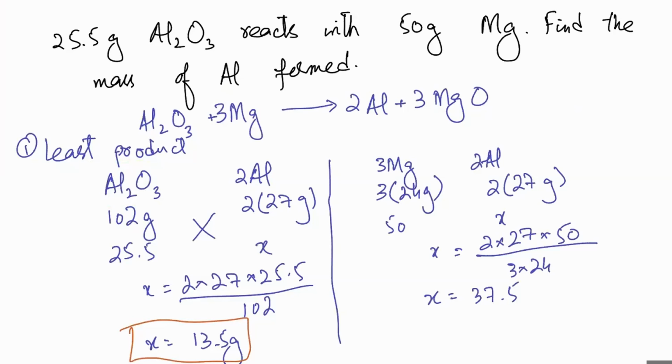So that was the least product method. Okay, we use the predicted value method now. With the predicted value, we first find out which is the limiting reactant and then we use it to find the aluminum. So let's do that. Second method, predicted value.